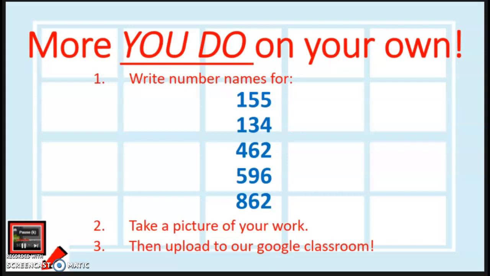Alright, we're just about done, but for your independent work today, I've got some more for you to do on your own. Number 1, I want you to write the number names for 155, 134, 462, 596, and 862. I want you to go through the 5 process steps that we talked about for each of those numerals, take a picture of your work, and then upload it to our Google Classroom. After you've done that, you're just about done for the day.